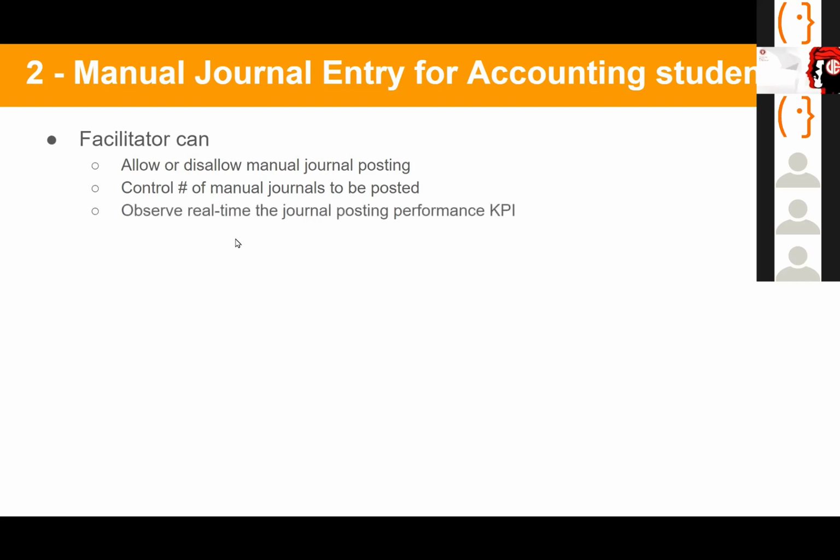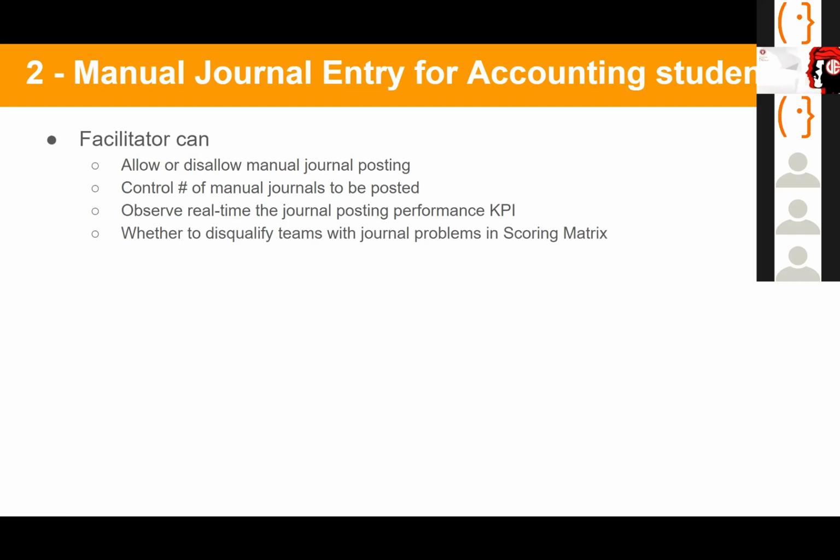The third thing you can control is that you can observe in real time the journal posting performance, whether it is correct. So it comes down to a problem score. If the problem score is high, that means the student created a lot of problems, such as late or wrong posting. If it is low, it is very good. You can also decide whether to disqualify teams with journal problems in the scoring metrics.